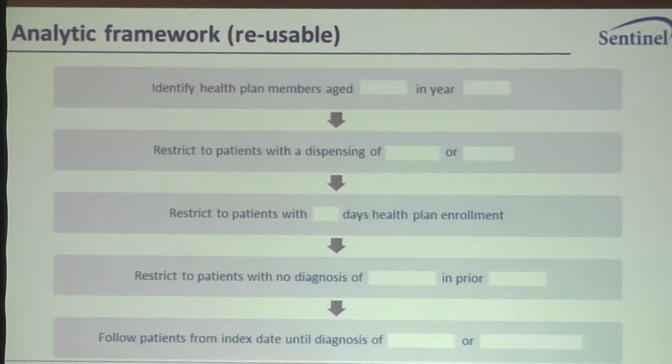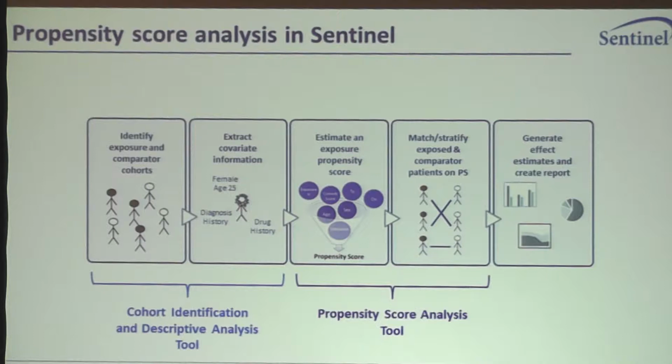The other part will be more human-driven. But we are trying to determine things that can be reused versus things that would require human interaction or judgment for a given analysis. So this is an example of a propensity score analysis in Sentinel. We have two major analytic tools. When I say two, this is just a gigantic SAS program that you can sort of modularize.